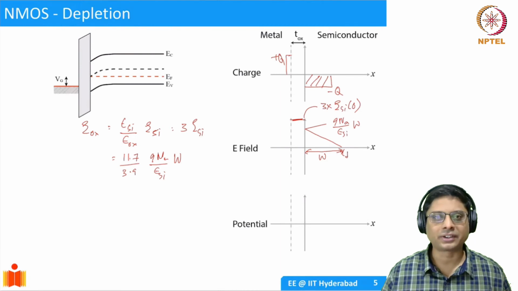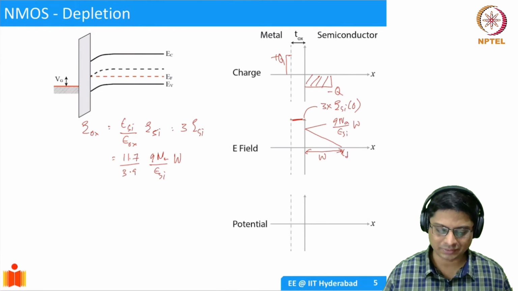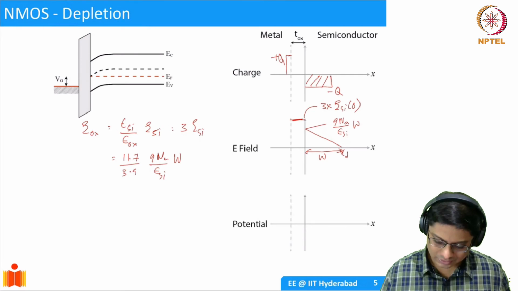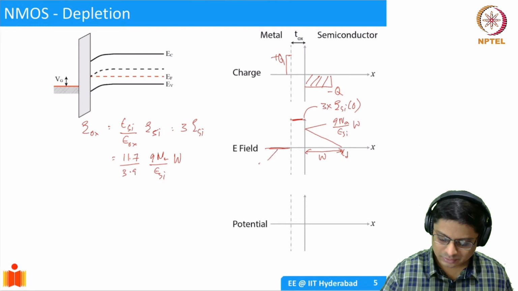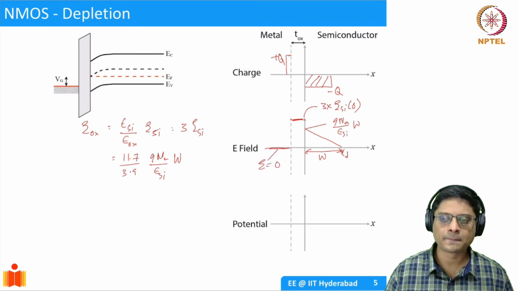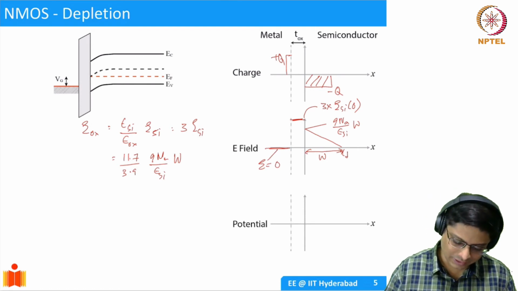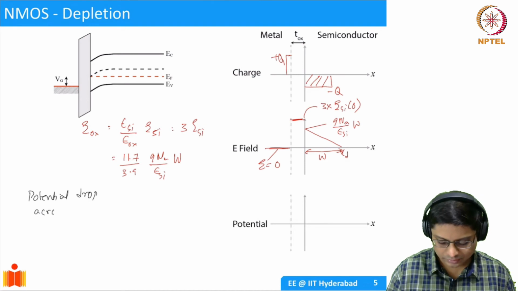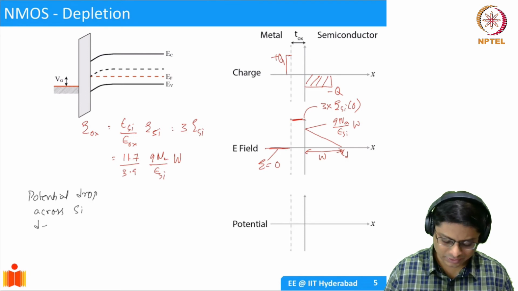So there is a jump in the electric field because it's two different dielectrics. That jump has to be there. Please remember that. All right. And then what is the electric field in the metal? Well, metal is zero. Now how will the potential look like? To determine that, we'll first consider the potential drop across silicon, or rather the silicon depletion region.